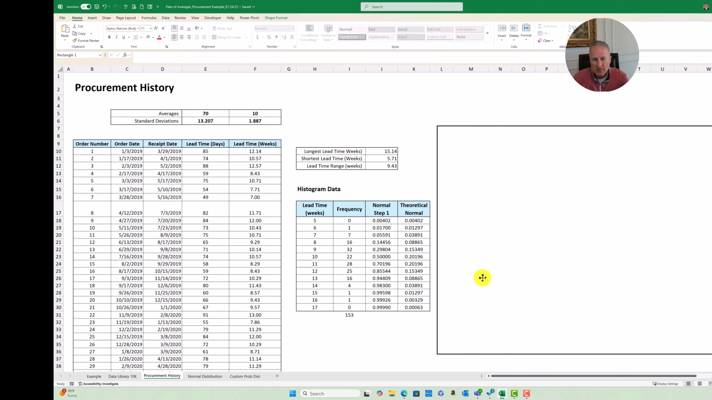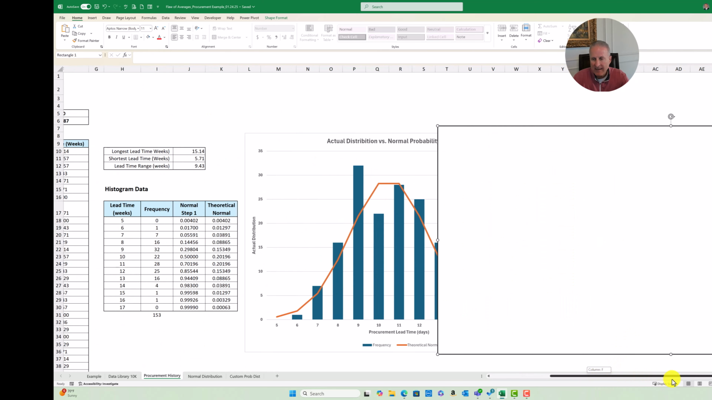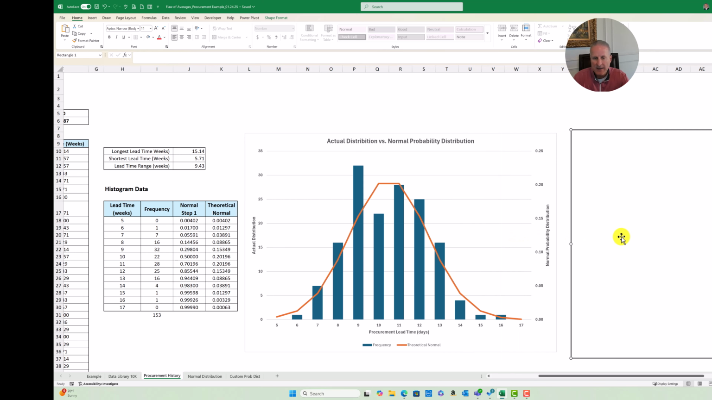Now let's take a look at what this looks like on a graph. We've got 2 things on the graph. The blue bars are the actual data from our table over here. At 5, there's no bar because that was a 0. At 6, you can see a 1. 7 is 7. 8 is 16. That's just following the table.